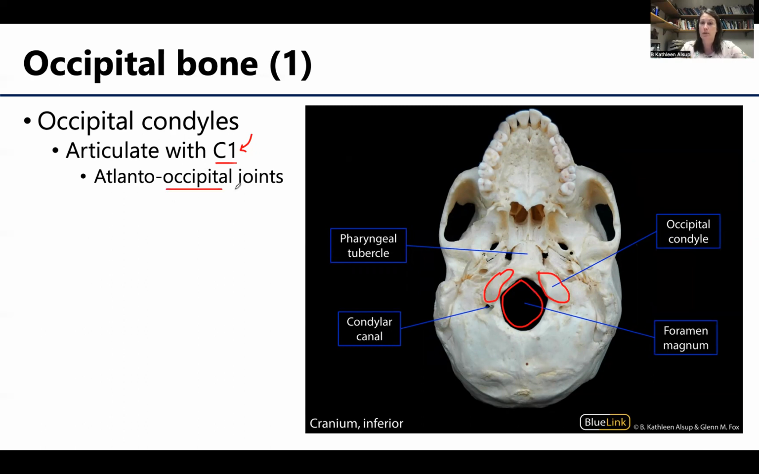So you get the occipital part because it's of the occipital bone. The atlanto is because sometimes C1 is referred to as the atlas, okay? So you kind of think of the atlas held the world on the shoulders. Well, that's what C1 is doing, holding the world that is the skull.